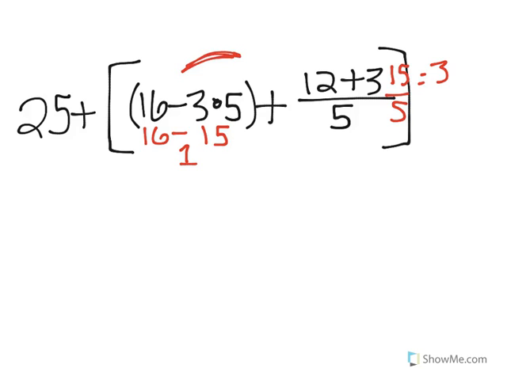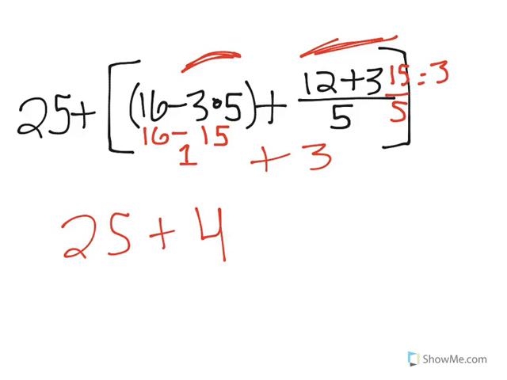Now move over to this fraction over here. We're going to do the top. Gives us 15 over 5. Well, that whole fraction means 15 over 5 inside the brackets right here, so that's going to equal 3. 15 over 5 is 3. So we have 1 plus 3 inside the brackets. Well, that's 4. So we ultimately have 25 plus 4.